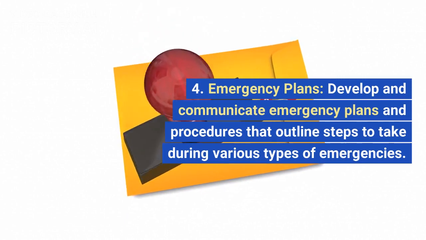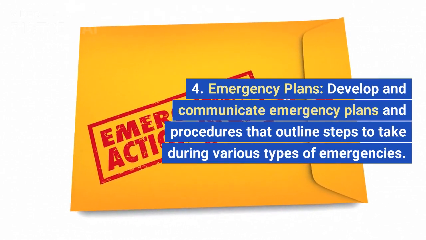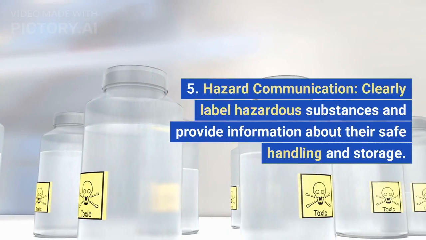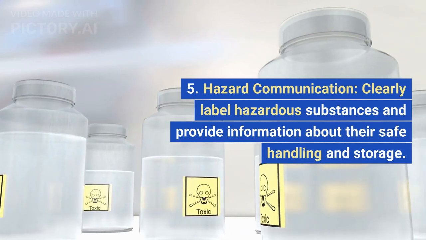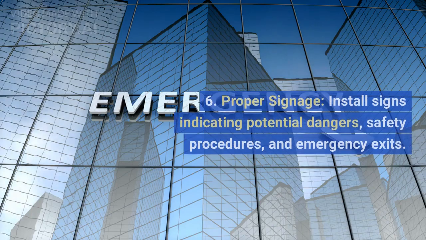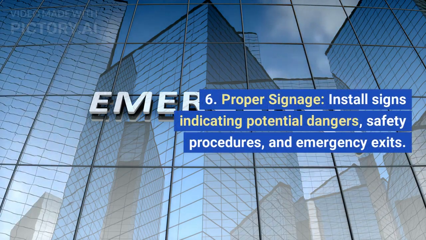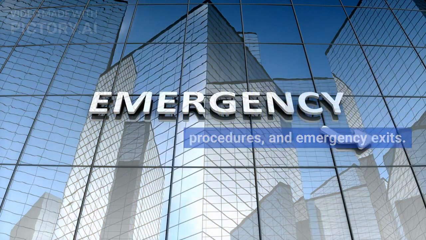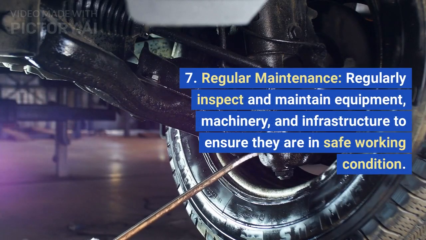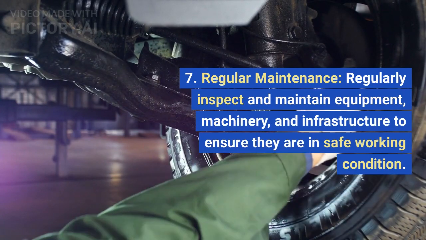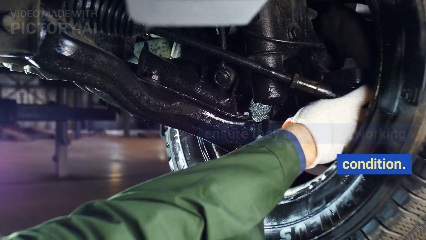4. Emergency plans. Develop and communicate emergency plans and procedures that outline steps to take during various types of emergencies. 5. Hazard communication. Clearly label hazardous substances and provide information about their safe handling and storage. 6. Proper signage. Install signs indicating potential dangers, safety procedures, and emergency exits. 7. Regular maintenance. Regularly inspect and maintain equipment, machinery, and infrastructure to ensure they are in safe working condition.